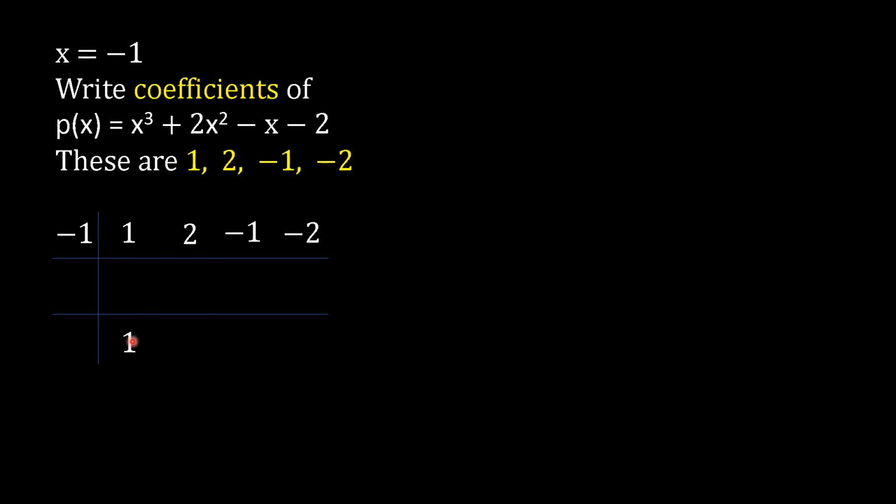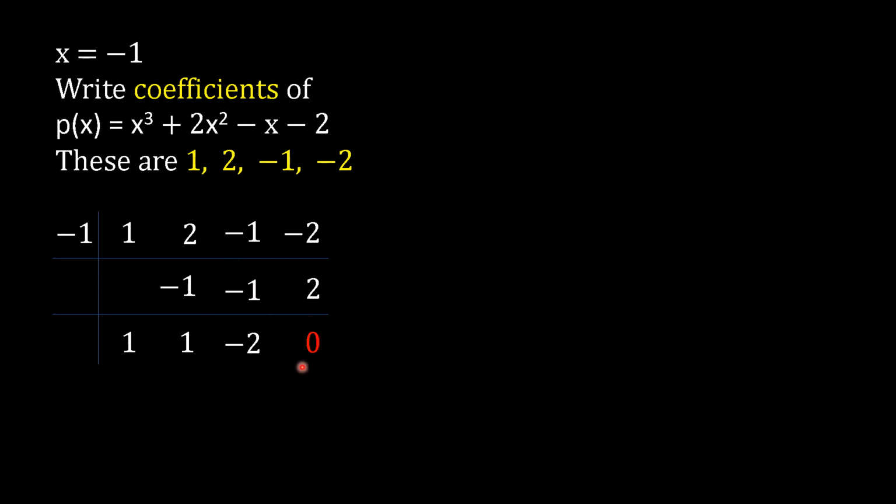Now 1 multiplied by minus 1 will be minus 1, which we write here. 2 minus 1 is 1, which we write here. 1 multiplied by minus 1 is minus 1. Minus 1 minus 1 is minus 2. Minus 2 multiplied by minus 1 is 2. And minus 2 plus 2 will be 0. Now this 0 is the remainder which we get after dividing this polynomial by x plus 1.